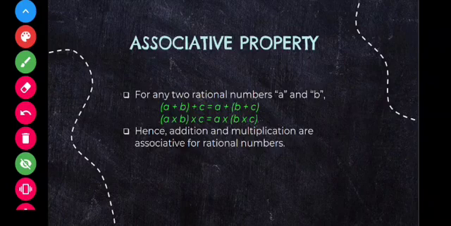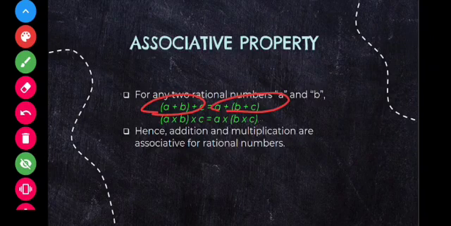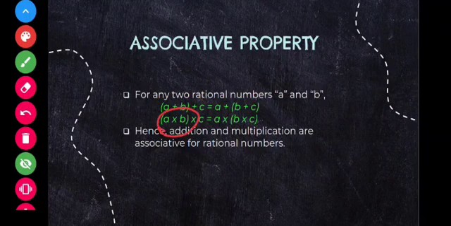Okay, so remember this equation first. A plus B whole plus C is equal to A plus whole of B plus C. The first time you put the bracket around A and B, and the next time you put it around B and C. This can be written in the reverse way also. The same goes for multiplication. The first time you multiply A and B, and the next time you multiply B and C. Okay, let's see with an example.